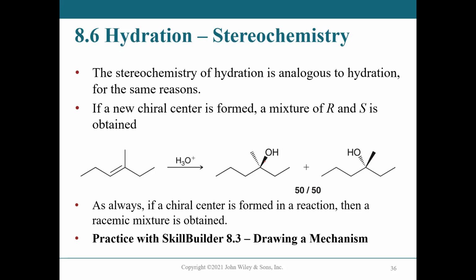And here we have 1, 2, 3. This would be R, and this must be the S then. Actually, I got that mixed up. This would be 1, 2, 3. This is the S, this is the R. Any questions on that?